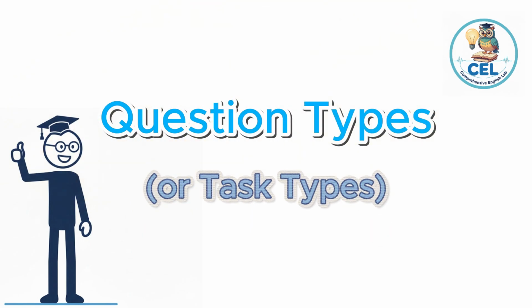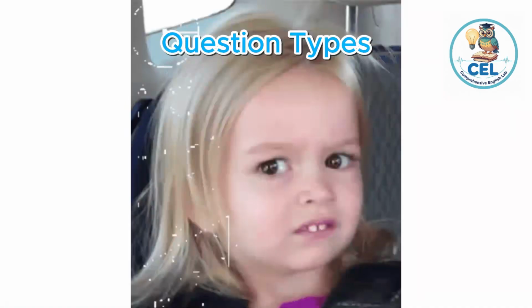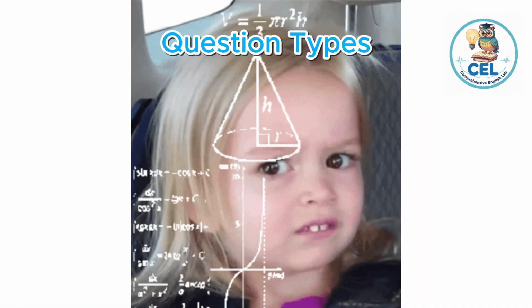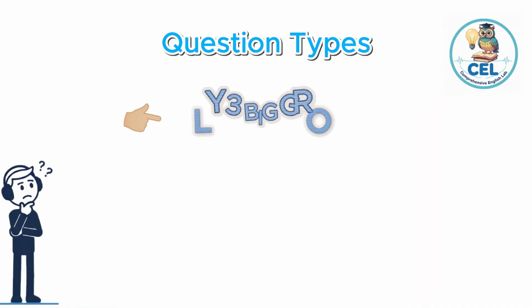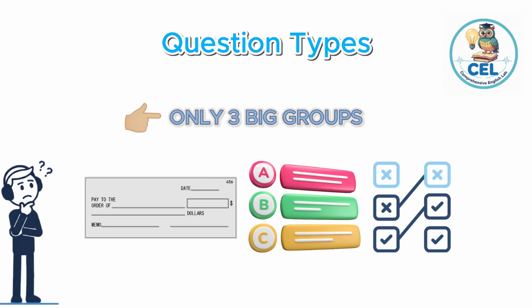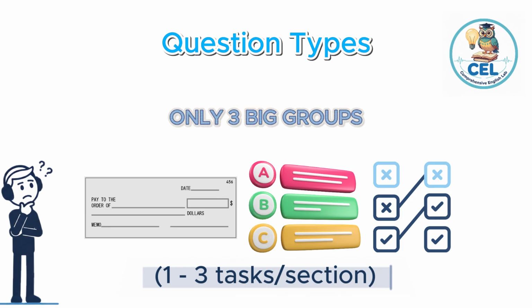Now, let's look at the question types. IELTS Listening has different question types, but they fit into only 3 big groups. This makes them easy to learn. You usually see 1 to 3 different tasks in each section.